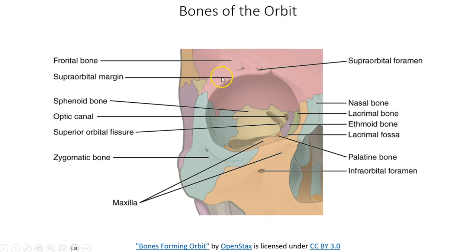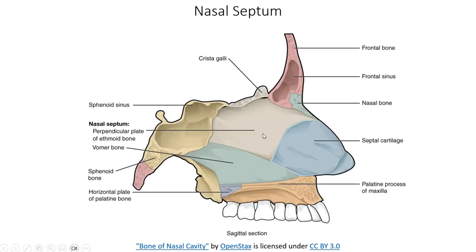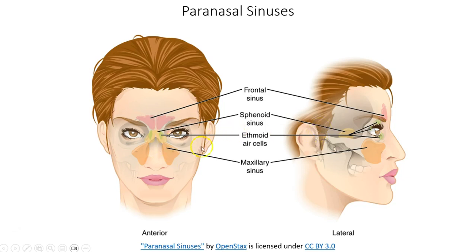Bones of the orbit, this is what's making up the eye socket, so where the eyes are going to be sitting. We've got that nasal septum formed by a couple different bones in here and then filled in with cartilage further out. These are those sinuses that I was talking about, or paranasal sinuses. So we've got some up here between our eyes, some more back here behind the nasal cavity, and then some here on either side of the nose.